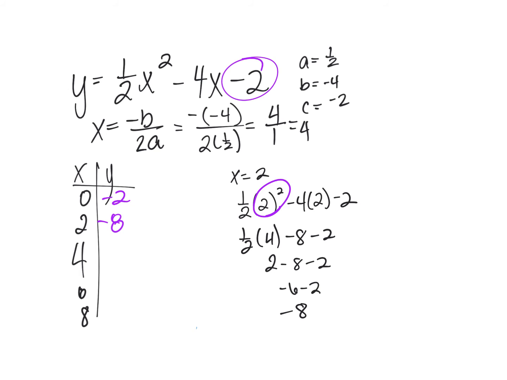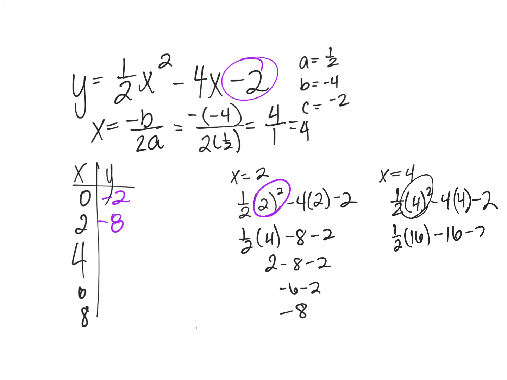And then plug in 4. My vertex: 1/2 times 4 squared, minus 4 times x, which is 4, minus 2. So that's exponent first, 1/2 times 16, minus 16 minus 2. 8 minus 16 minus 2, negative 8 minus 2. I did it as a negative 10. Get it right, subtract 2.